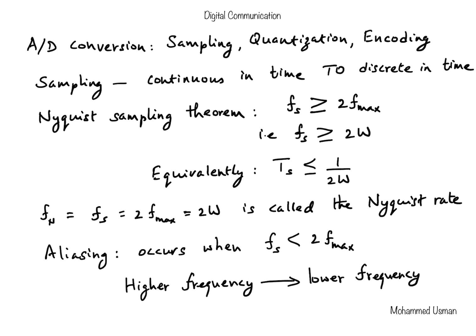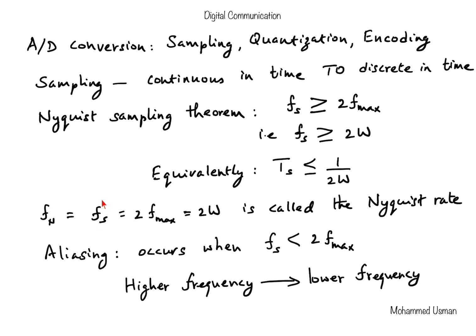And then we also looked at the Nyquist sampling theorem, which governs the process of sampling, wherein it imposes the rule that the sampling rate should be at least twice the bandwidth of the signal, or at least twice the maximum frequency of the signal, which turns out to be equal to twice the bandwidth of the signal. Or equivalently, in terms of the sampling period, we can represent that same condition as Ts, the sampling period, not exceeding 1 by 2W. This threshold of 2W or 2F max is called the Nyquist rate.